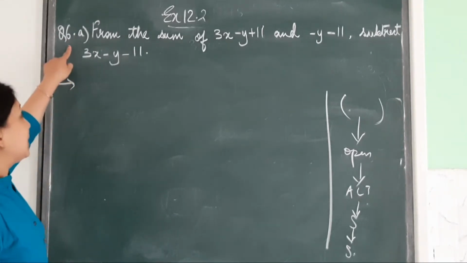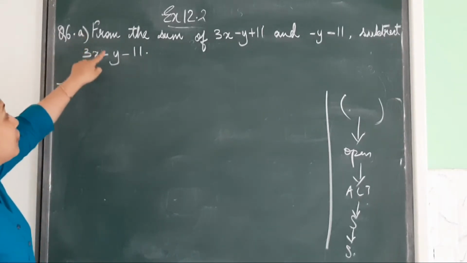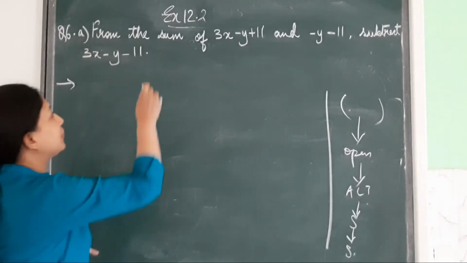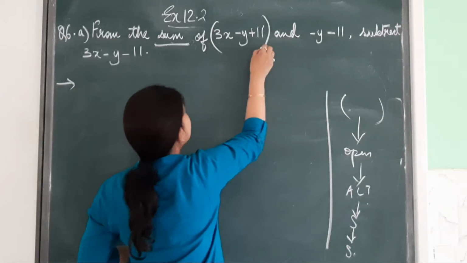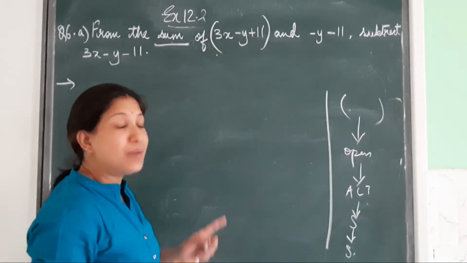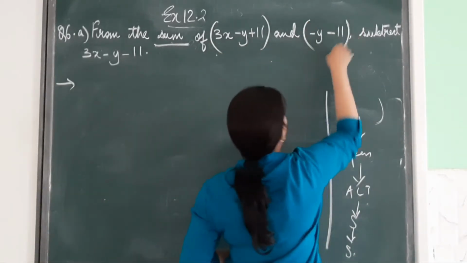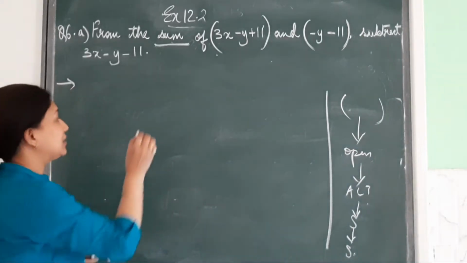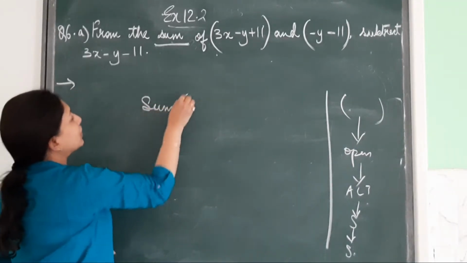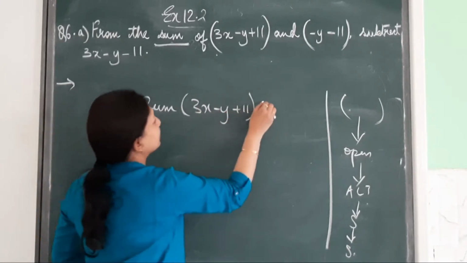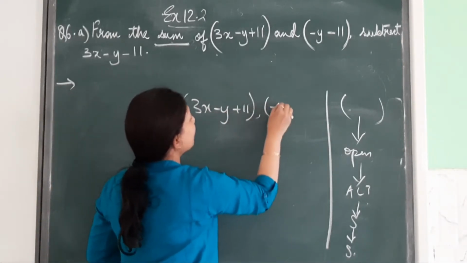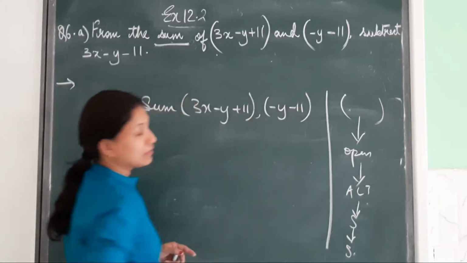The sixth question says, the first part we are doing, from the sum of. See children, from the sum of. That means this expression 3x minus y plus 11 and minus y minus 11. See, whose sum you have to take? The sum of 3x minus y plus 11 and minus y minus 11.